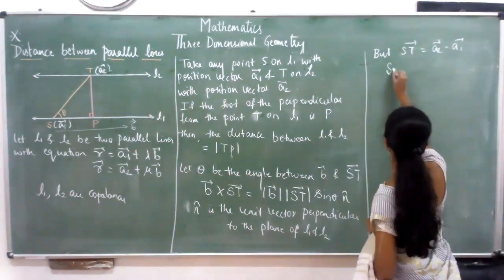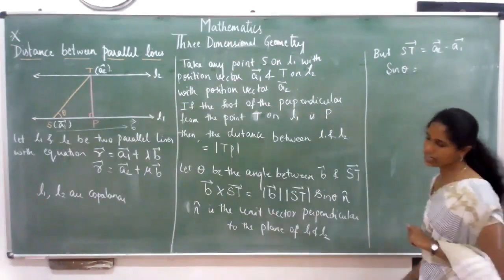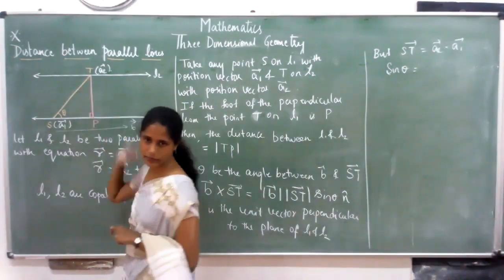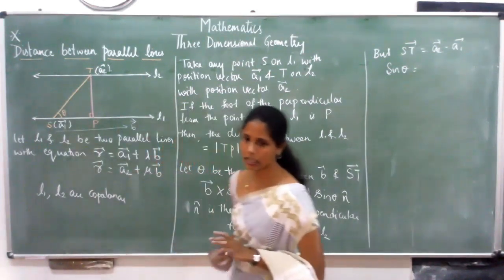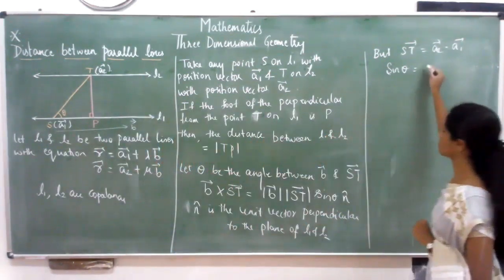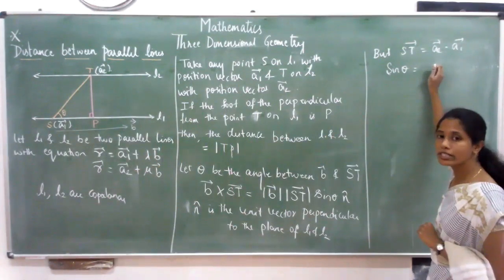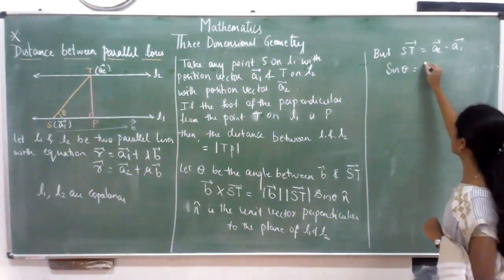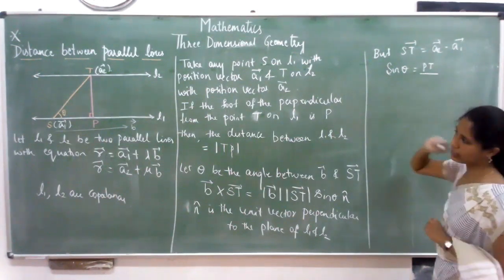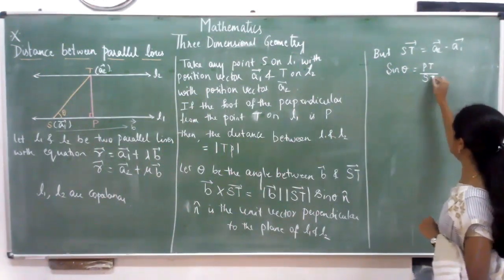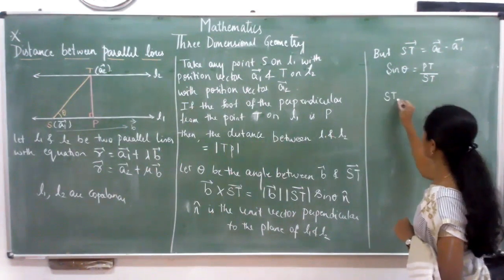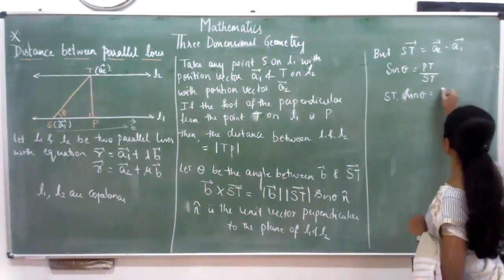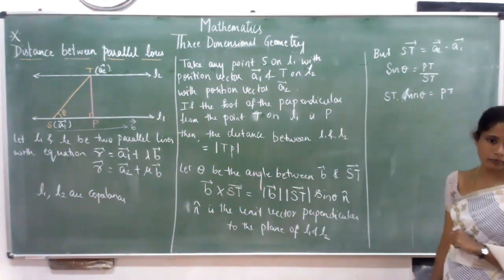Next, let us find what sine theta is equal to from the triangle STP. Sine theta is equal to opposite by hypotenuse. So opposite is given by PT divided by hypotenuse, which is ST. Therefore, I can write ST into sine theta is equal to PT.